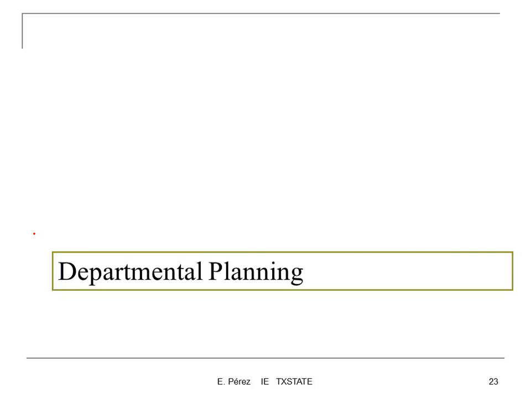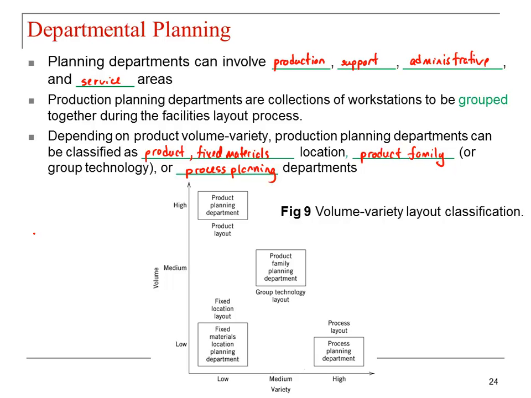And then we talked about department planning and how that relates to material flow. Planning departments can involve production, support, and administrative and service areas. When we are planning for a new area, you have to take into account all those things, and service areas can include restrooms and so on. A production planning department is a collection of workstations that are grouped together in a facility layout process. Depending on the product volume, there are different types of layout that you can use. We also talked about how the layout will change when the volume and the variety in your product change.